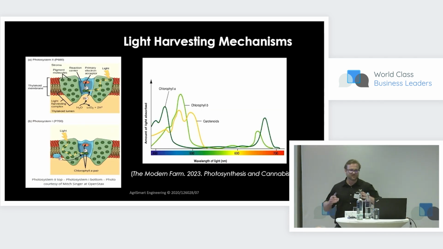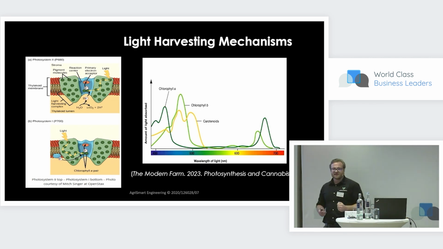Let's start with the light harvesting mechanism. How does it work? Well, essentially, inside of these thylakoid membranes, we have got things called reaction center complexes and photosystems. You'll see photosystem 1 and photosystem 2. Don't worry if it seems counterintuitive. This is just the order in which they were discovered by science.